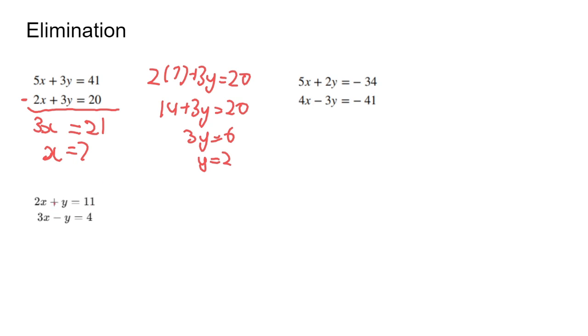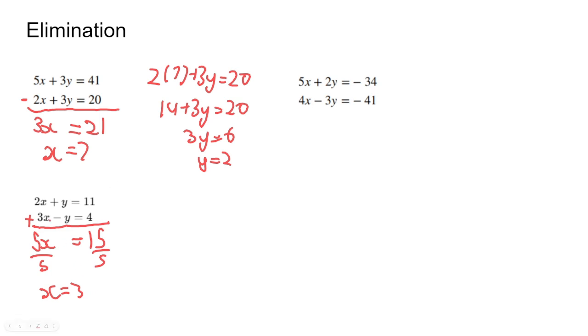Now, if one is plus and one is minus, then what you would do is add them. So first let's start with x's. 2x plus 3x equals 5x. Plus y plus minus y is just y minus y, which is again 0, so we don't have to write that. Then 11 plus 4 is 15. We divide both sides by 5 to get x equals 3.